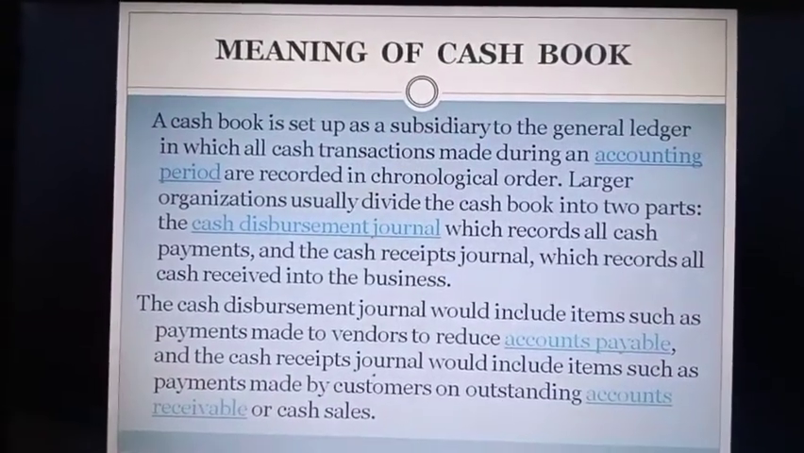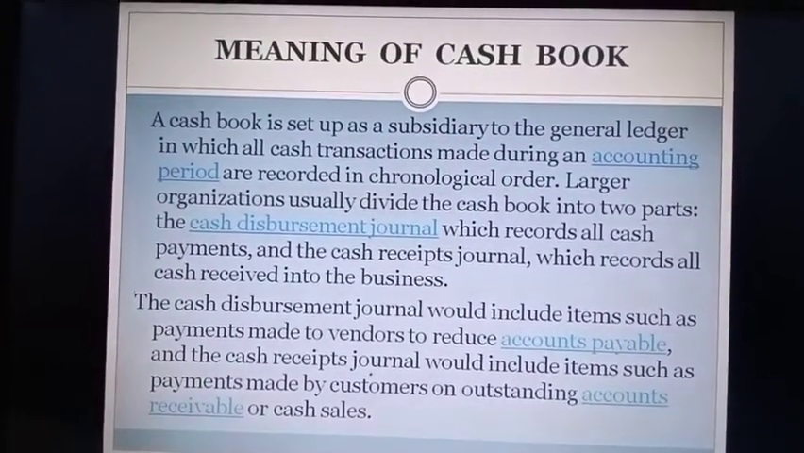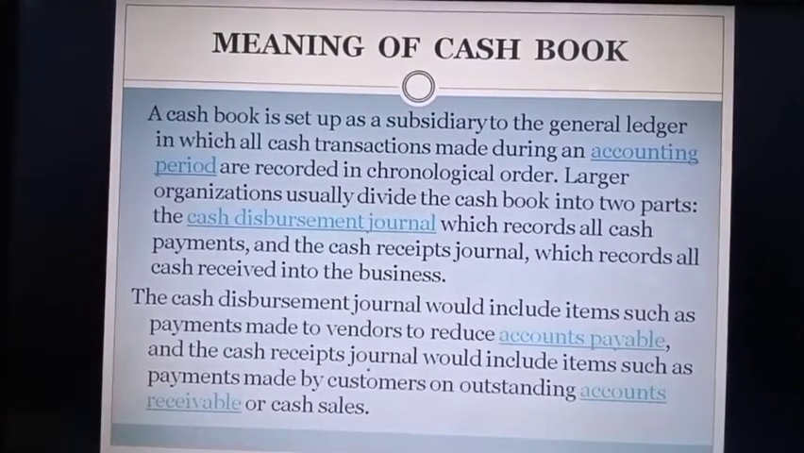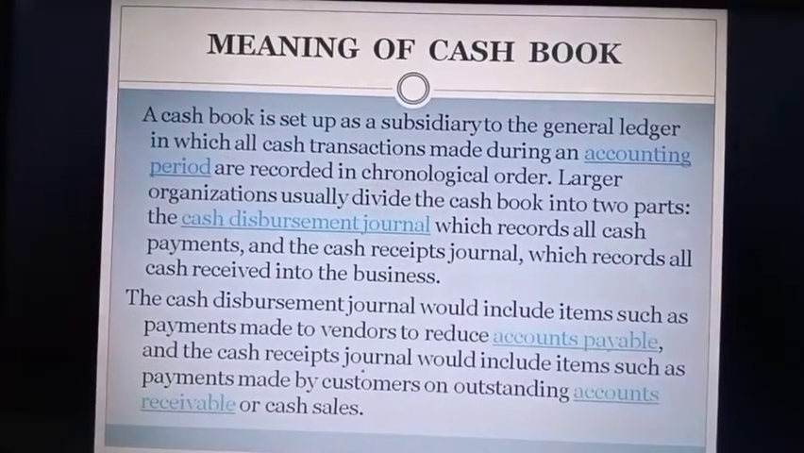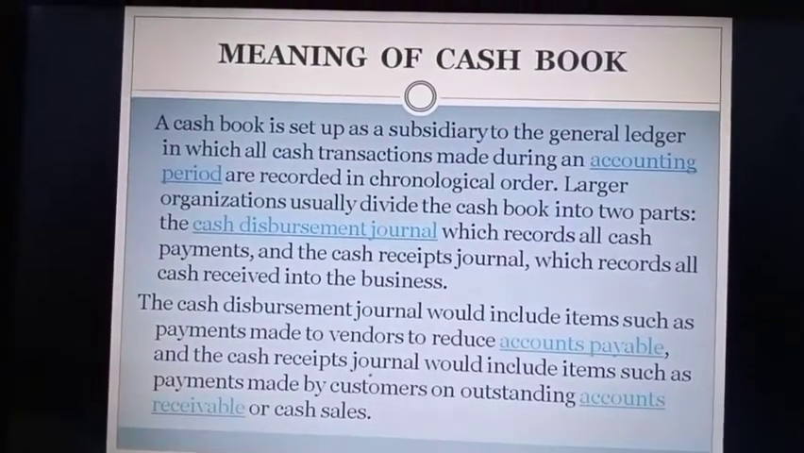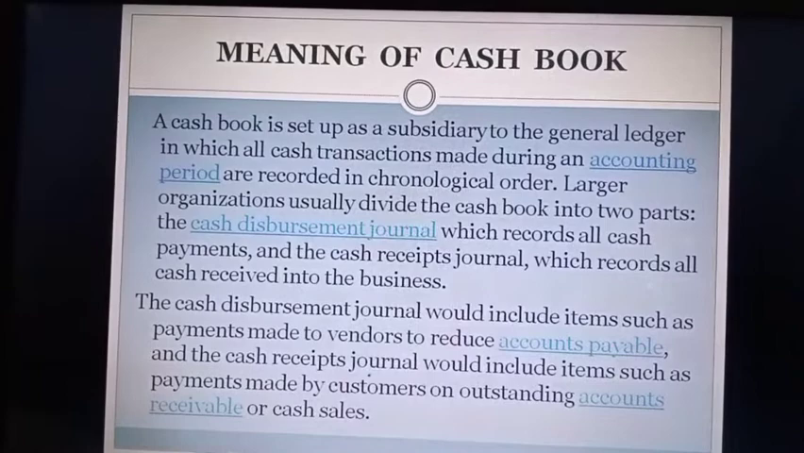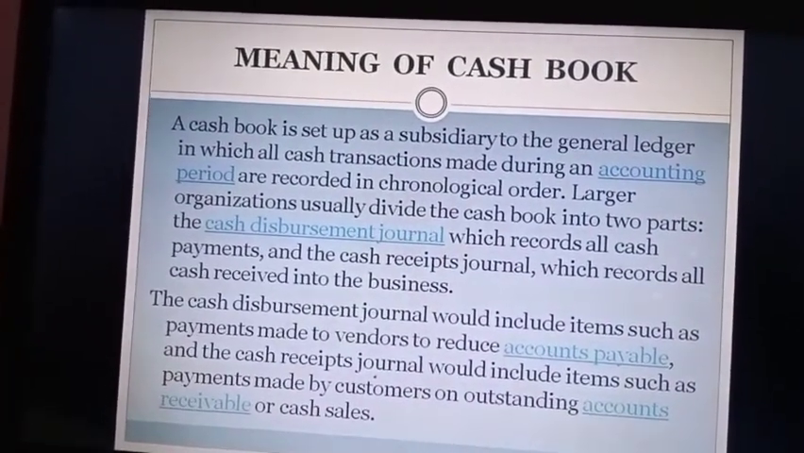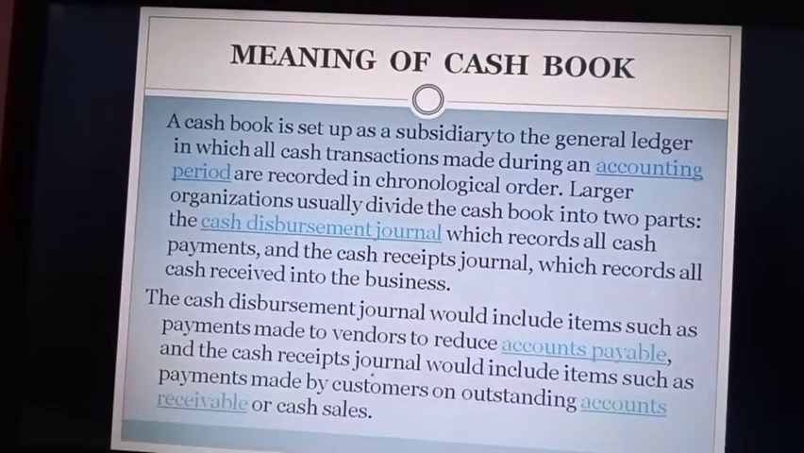Okay, now what do we record here? We record all the cash payments, cash receipts, and cash transactions. Whatever cash transactions happen will be recorded in the cash book. No credit transactions will be recorded. Okay, now we will move on to the types of cash book.